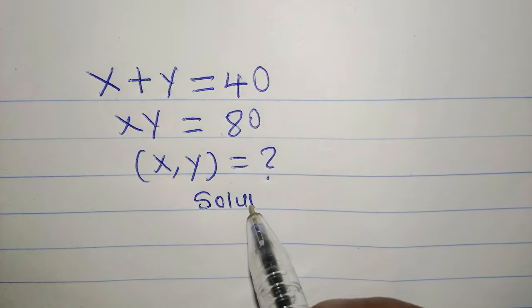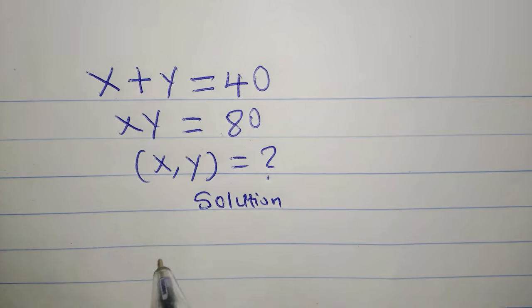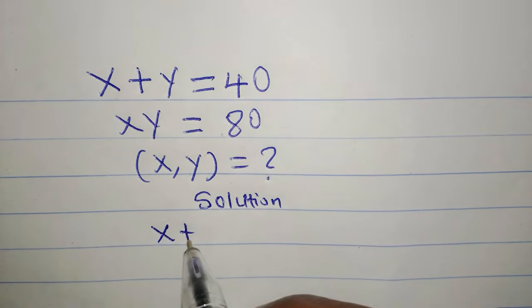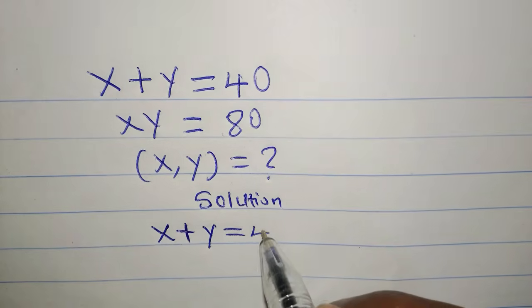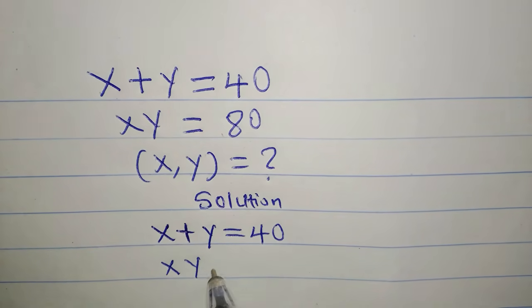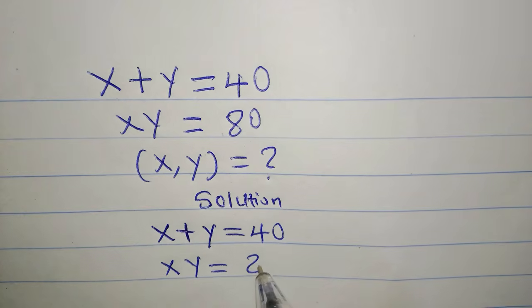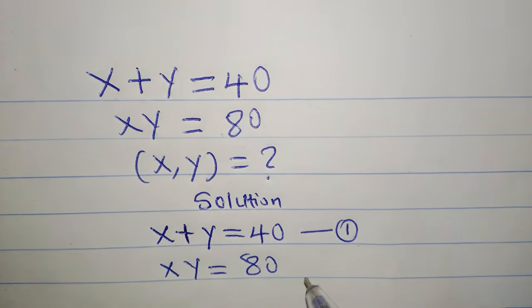Okay, solution. We write x plus y equals 40. Okay, x times y equals 80. So call this one equation 1, call this one equation 2.